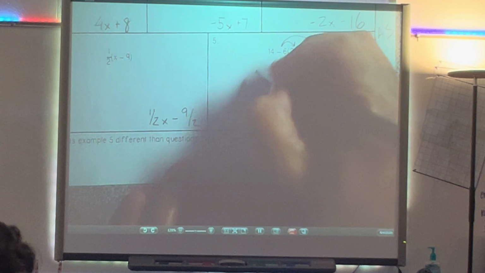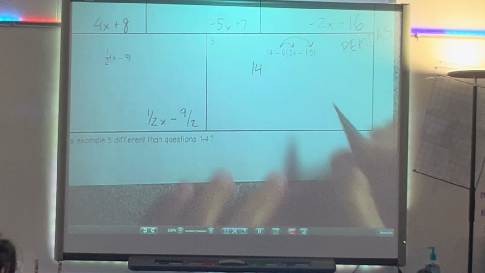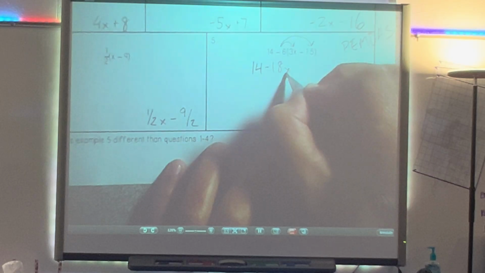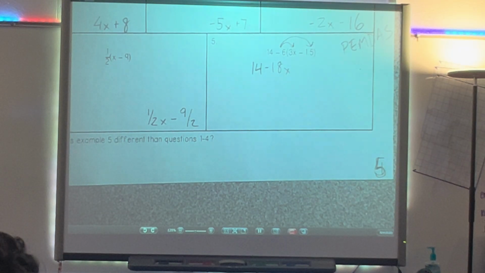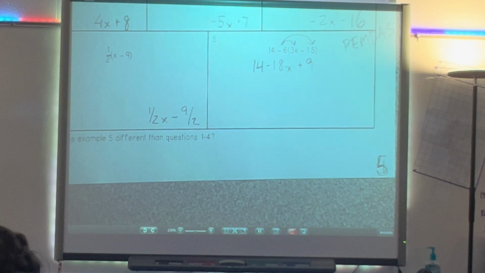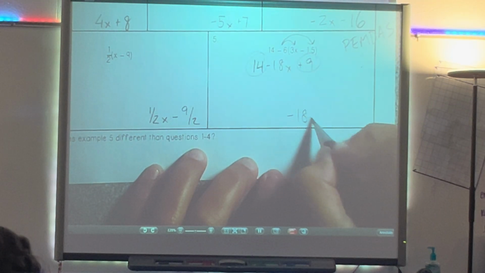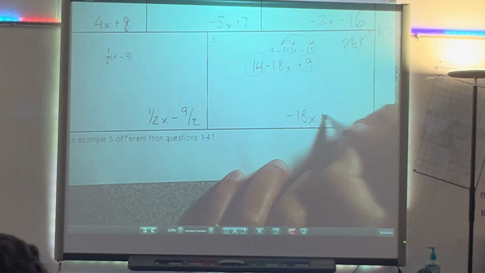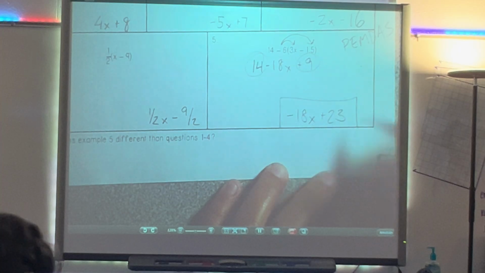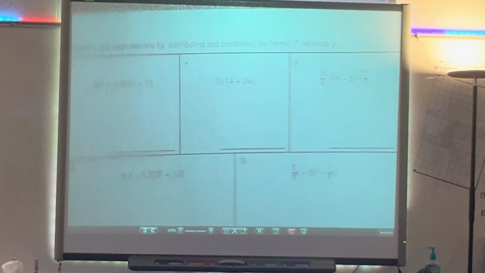So the 14 just comes down. Everybody okay there? Now I'm going to distribute that negative 6. Negative 6 times 3x is going to be negative 18x. And negative 6 times negative 1.5 is going to be plus 9. Everybody okay with that? Now what? I'm not done. It'd be the like terms. I'm going to combine like terms, so I need to combine 14 and 9. I'm going to write the negative 18x first, and 14 and 9 gives me 23. Any questions or we're good?